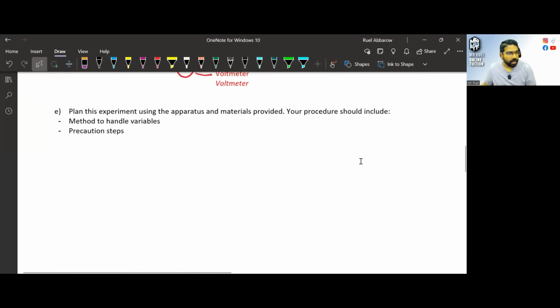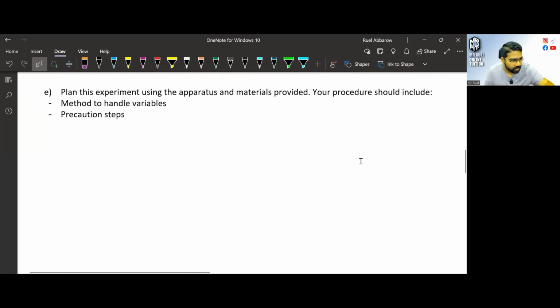Now, I think this is one of the biggest fears for students. What if this is an unguided experiment? That means you plan the experiment using the apparatus and materials provided. You yourself have to plan the experiment. How? Don't worry. Your procedure should include the methods to handle variables and the precaution steps. A lot of my students are very afraid because they think they have to write the whole full procedure. No need.